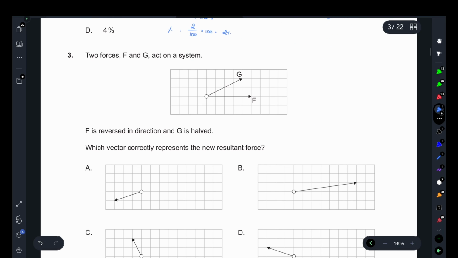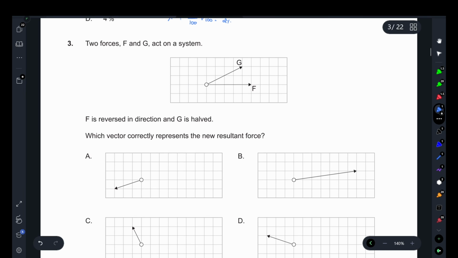Two forces F and G act on a system. So here we're given a grid and the two forces that are acting on it, acting on the point, this one right here. And we see that F is reversed in direction and G is halved. So let's look at G first. G has a height of 2 and a length of 4. Now, when we halve G, that means it's going to only have a height of 1 and a length of 2. So this is going to be our new vector. Let's call this G dash.